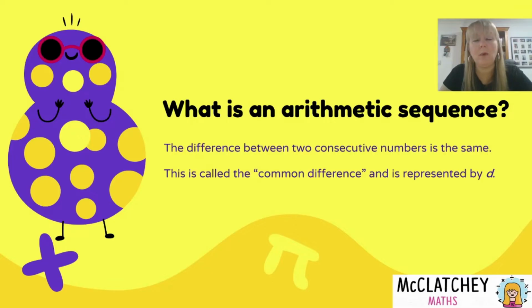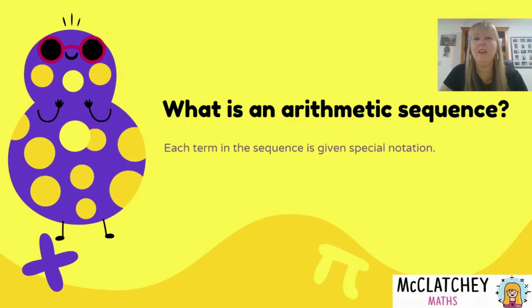Now that's just something important to remember, because whenever we're talking about arithmetic series, we're going to talk about the common difference. We've also got some naming conventions in our arithmetic sequences. Every term is given different and special notation. So the first term is called T1.